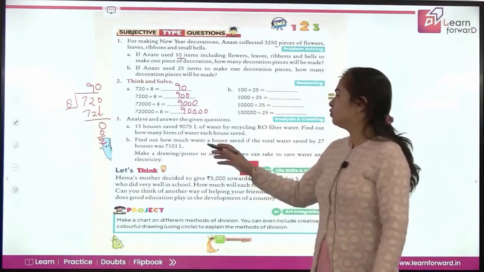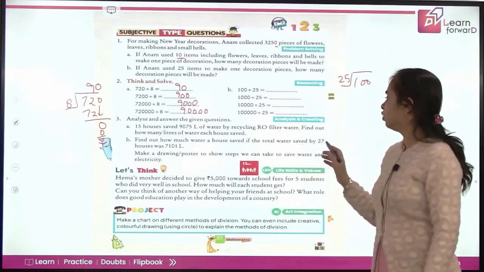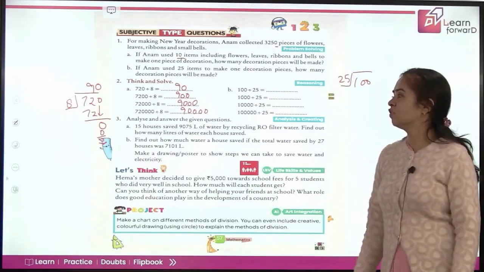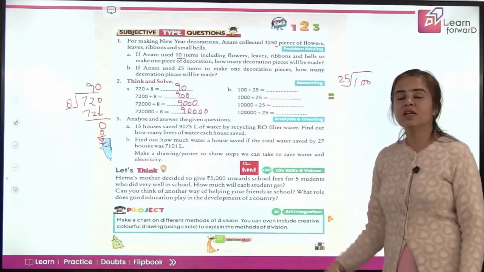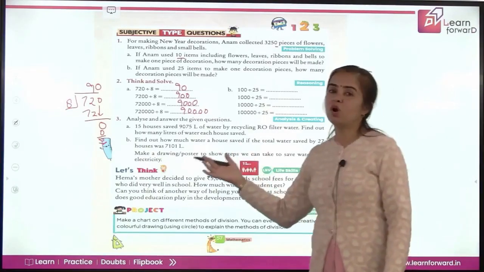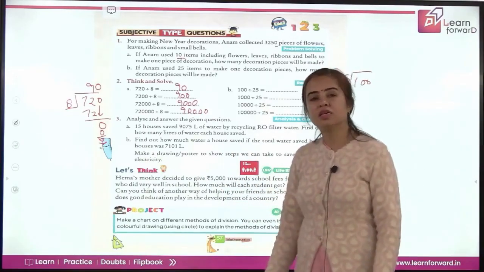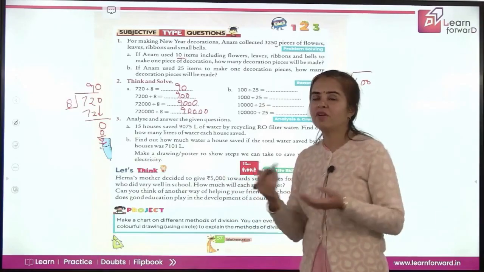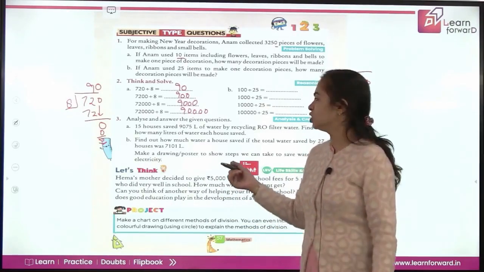Find out how much water a house saved. If the total water saved by 27 houses was 9101 liters, so again the number of houses and water collected and reused is changed. Do division and find out the contribution of each house.